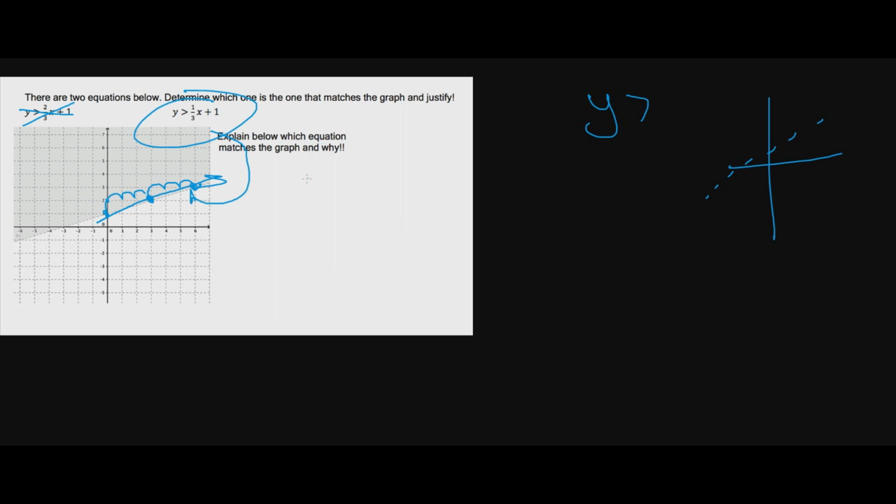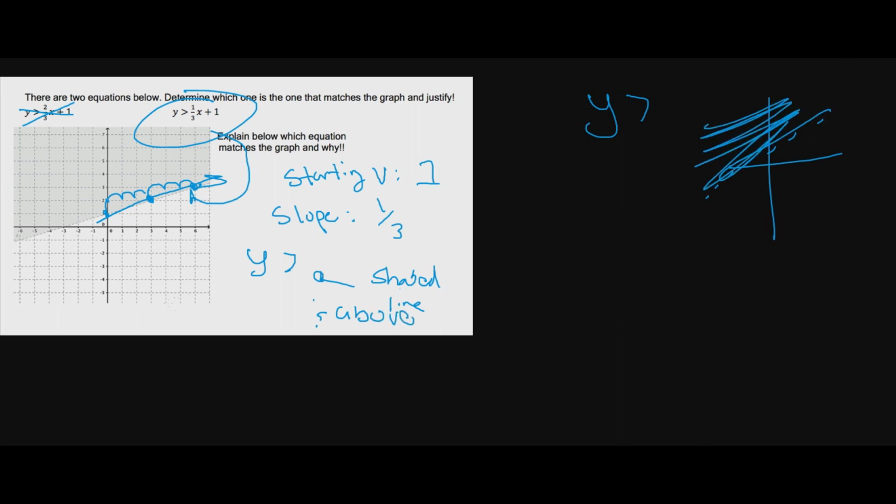And if I was to justify why, well, the starting value is 1. My slope matches, which is 1/3. And since we have y is greater than, it should be shaded above, since it's saying it's greater than, right? Greater than should be up above. So there it is. This is a great way to justify it. Obviously a little bit nicer, I guess, but that would work, my friends. To the next problem.